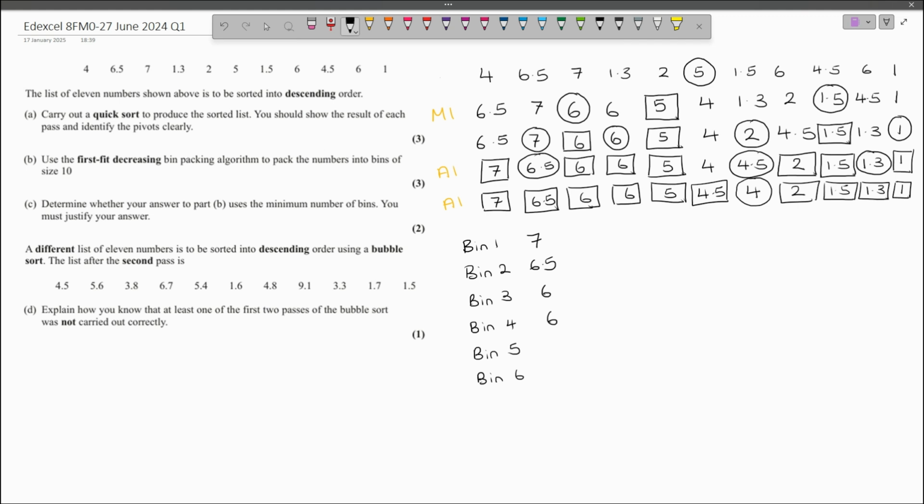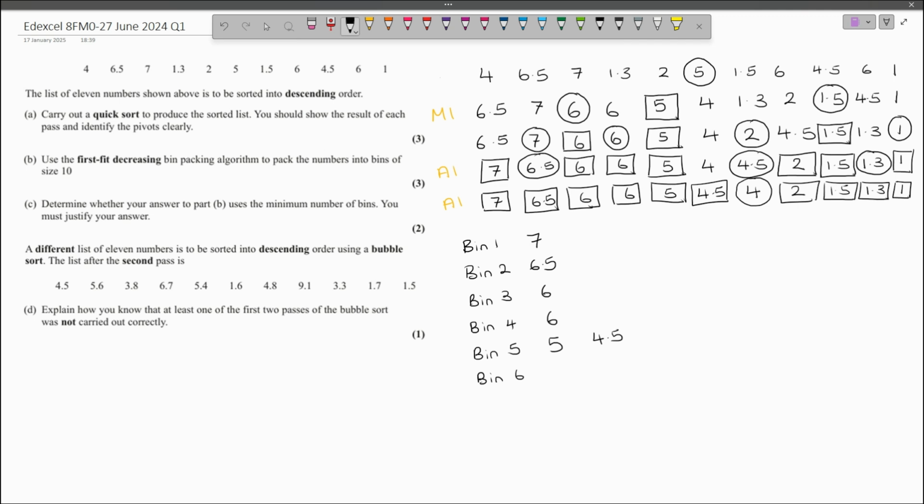5. 5 cannot fit into bin 1, 2, 3 or 4, so 5 must go into bin 5. Next up is 4.5. Now 4.5 cannot fit into bin 1, no bin 2, no bin 3, no bin 4, but it can fit into bin 5. So I'm going to allocate 4.5 to bin 5.